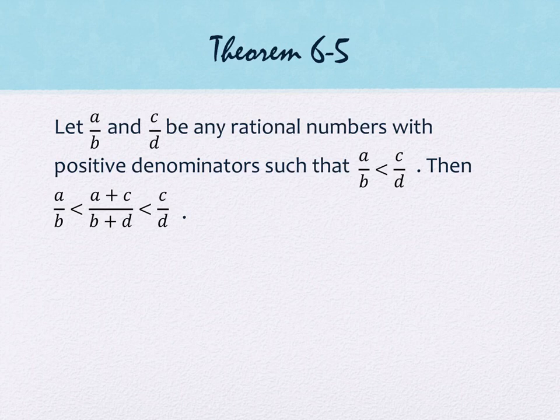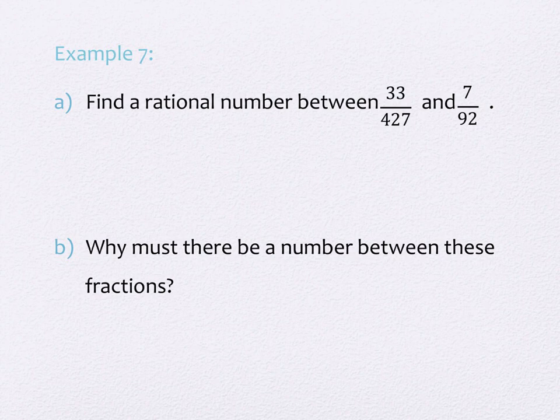Great. But what if you have something like 33 over 427 and 7 over 92? I don't know about you. Actually, I do know about you. I absolutely know that you do not want to add those two numbers together and divide by 2. And I don't either. That sounds terrible. These are really ugly fractions. I don't see a good way of getting a common denominator to add them together even. They're bad, right? But having this theorem allows me to do this in a very simple way.